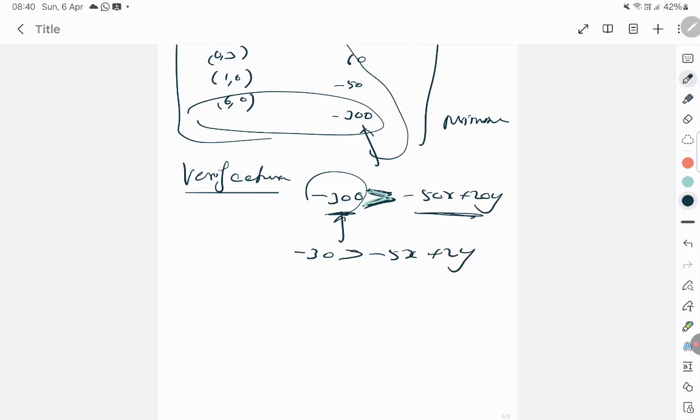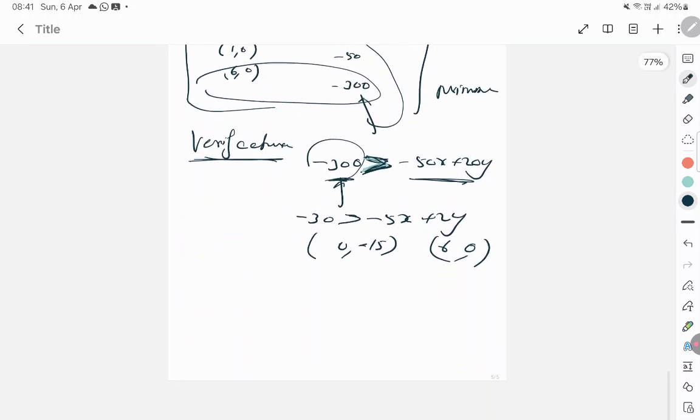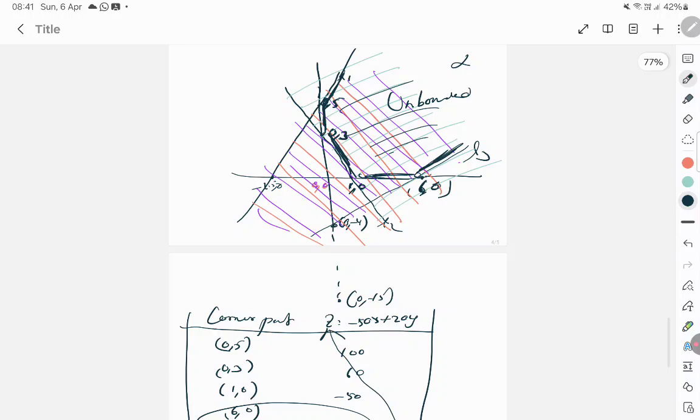Now you can put in this. No, don't put the equal to symbol. Verification, don't put the equal to symbol. When x is 0, y will be minus 15. When y is 0, x will be 6. Draw this point. Where is 0, minus 15? It will be somewhere here at the y-axis. This is 6, 0 here. Join this line. I'll do it in red color for you. Just join.